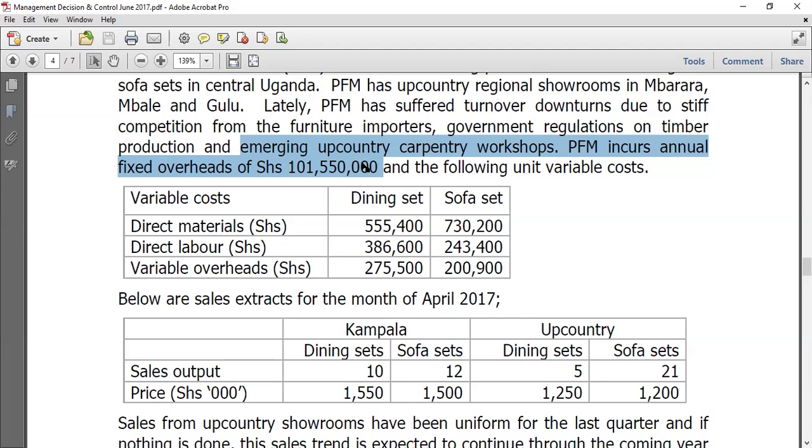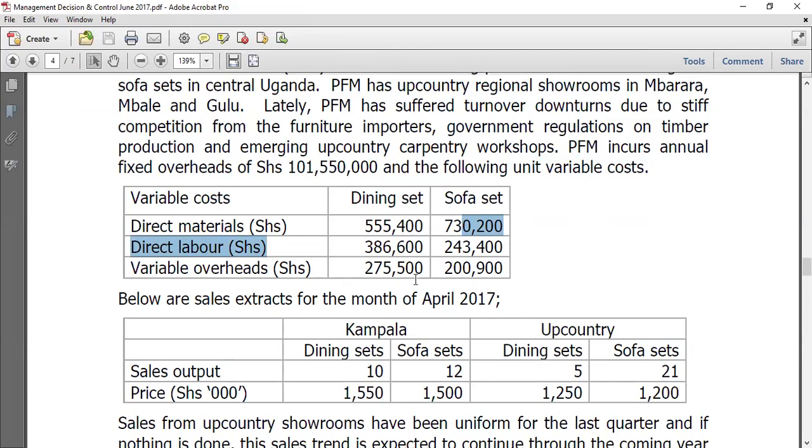And remember what they have given us here. They have given us the variable costs, okay? So they have given us for the dining set, and then they have also given us for the sofa set. Now, ideally, these are unit variable costs. So for these, you don't have to multiply or divide by 12, because they are already unit variable costs. These ones are just multiplied by the respective numbers that you have here, the units. These units would help you to determine the direct material cost, the direct labor cost, and the direct overhead cost. You get it?